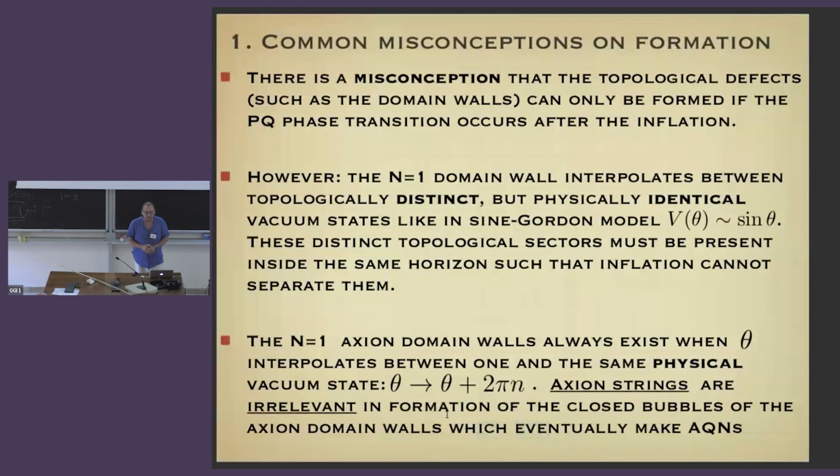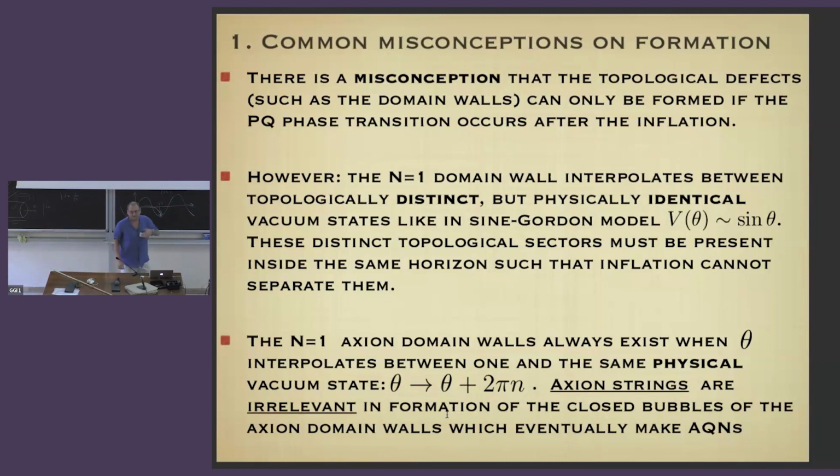Let me formulate some misconceptions people always have. For example, people say topological objects cannot be formed if inflation happens before Peccei-Quinn. Wrong, it's incorrect. The reason is that for N equals 1 domain walls, it is a conventional soliton, which forms in a beautiful way. You know from the Sine-Gordon model that it goes from 0 to 2 pi, and the interpolation between the two always happens, no matter whether Peccei-Quinn is before or after inflation. It's so-called N equals 1 because this vacuum and this vacuum are one and the same physical vacuum. Inflation never separates the two of them.